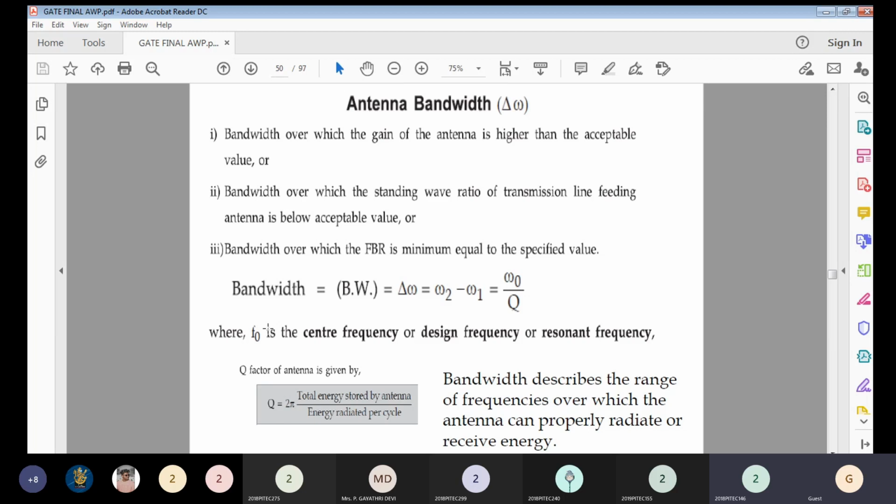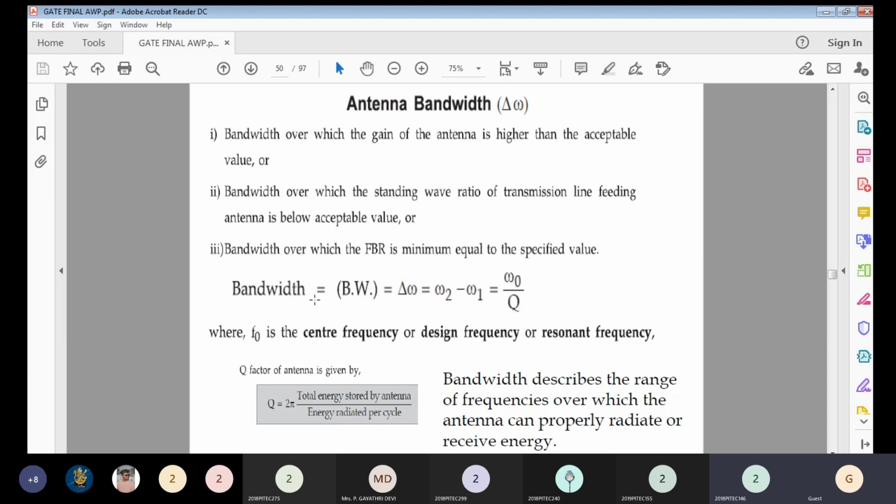Z0 and ZC should always be equal. Source resistance equals characteristic resistance. It is called standing wave ratio. Once again, standing wave ratio is when a partial wave is getting reflected back to our source. This happens when source impedance is not equal to characteristic impedance. Definitely they'll ask you when the standing wave ratio happens.